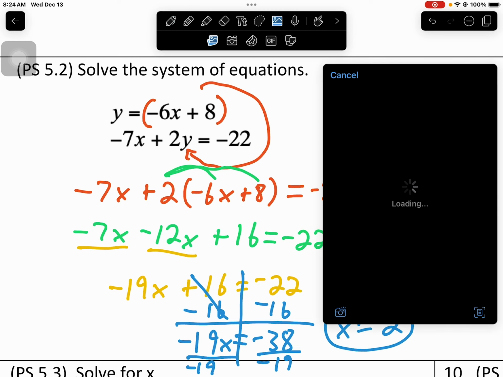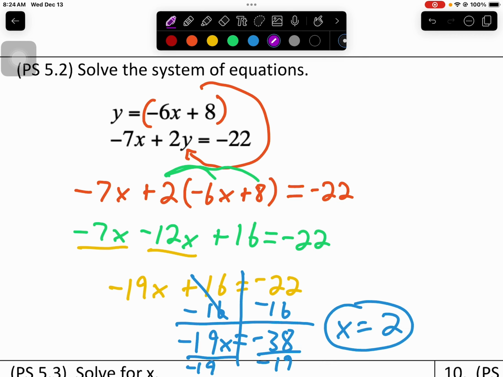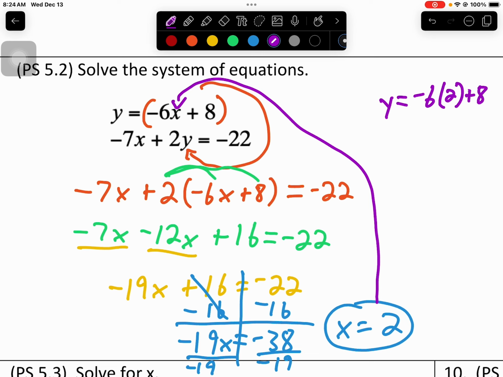Okay, then, take that and plug it in to this x, because that equation's already in y equals form, so it makes it a little easier. So negative 6 times the 2 plus 8. So then multiply these, you get negative 12 plus 8, so you get negative 4. Y equals negative 4. Those are your answers. Okay?